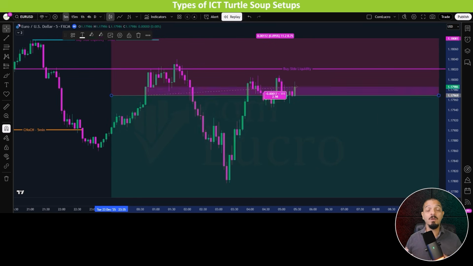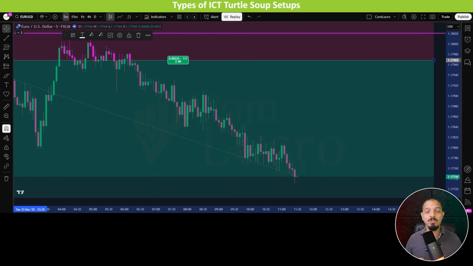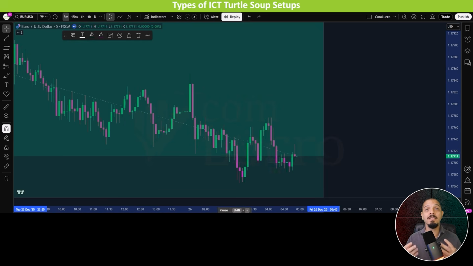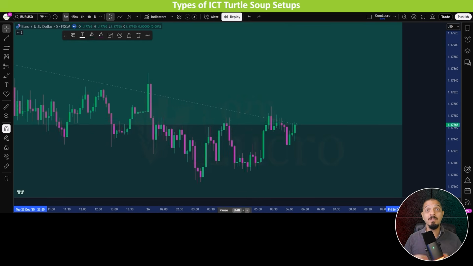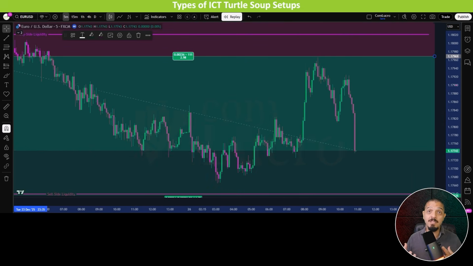Here, at ComLucro, we prefer to apply a Fibonacci retracement after the market structure shift occurs. Keep adjusting the retracement as price develops, and place a pending entry order at the 50% retracement level, targeting the nearest higher time frame sell-side liquidity.